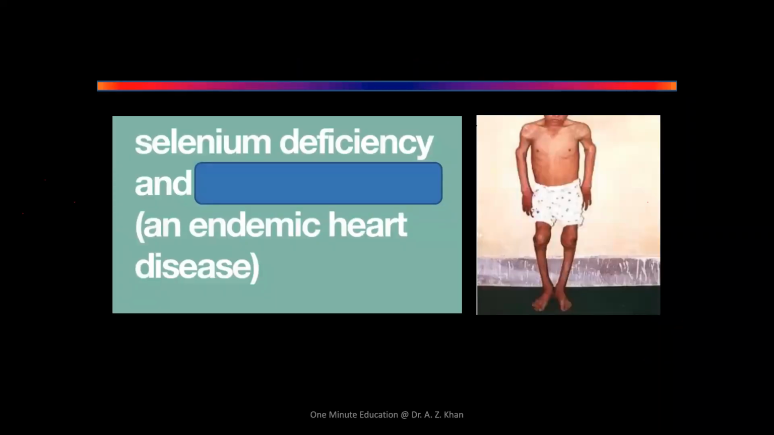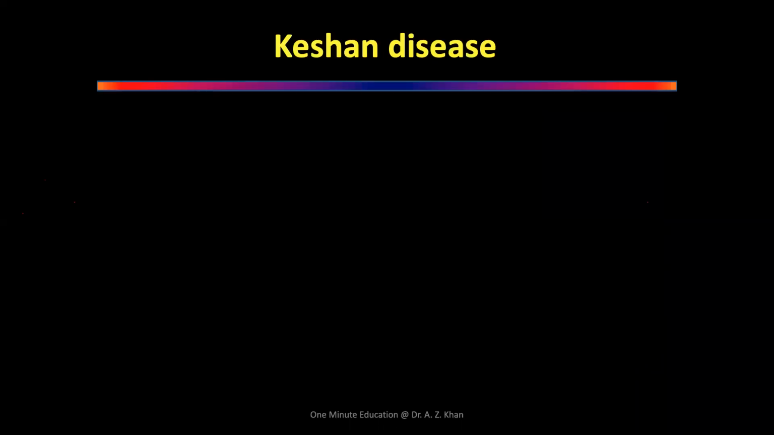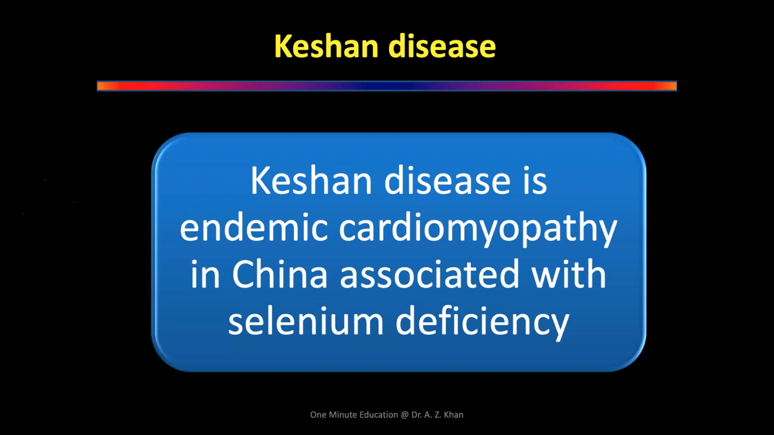What is this disease? Specifically a selenium deficiency and endemic heart disease. Look at the picture of the patient. Usually happens in China. Selenium deficiency and heart disease. What is the connection? What is the name given to this disease? Let's say it's Keshan disease. Keshan disease is endemic cardiomyopathy associated with selenium deficiency. It's endemic cardiomyopathy.